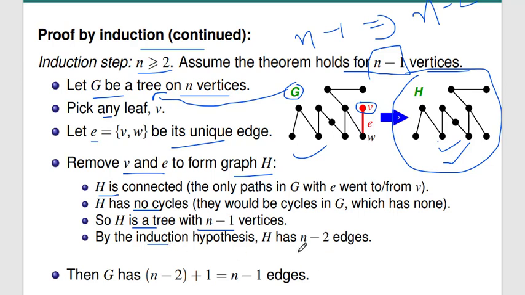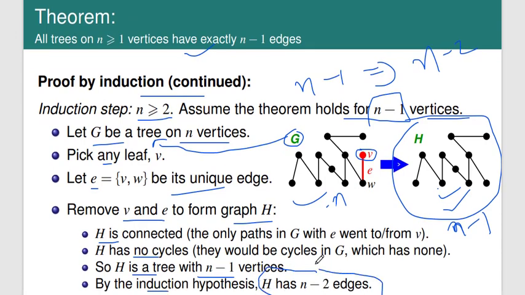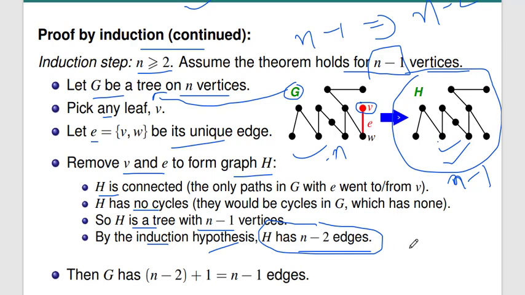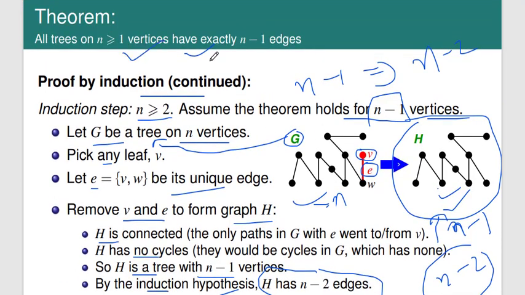By the induction hypothesis, we have n minus 2 edges. G has n vertices, and we have removed one vertex, so we now have n minus 1 vertices. In our second step, we assumed that for n minus 1 vertices this theorem is true. So H has n minus 2 edges. Okay, so in making this subgraph, what did we do? We removed one edge. So to count the edges of G, we have to add one edge back. So we now have n minus 1 edges, which is true, so our theorem is true.